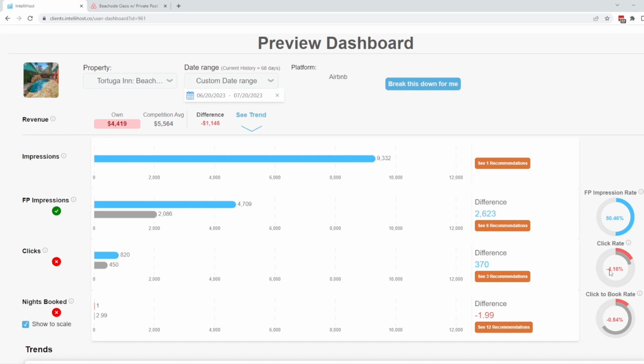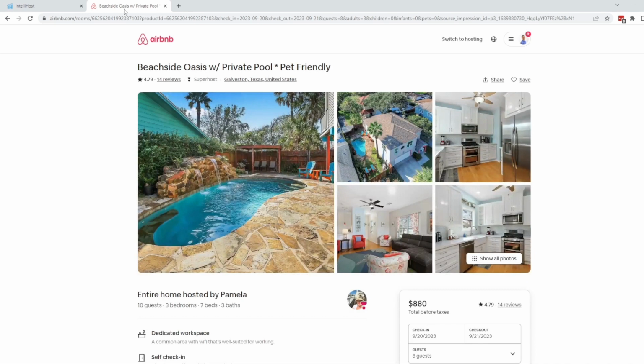And so the thing I really want to focus on here is her conversion. You can see she has a 0.12% conversion rate on average, and her competition is 0.66. So she's getting beat in conversion rate about 5 times. What that means is when people are getting to the landing page, when they're opening up her detail page, this page right here, her competition is 5 times more likely to get booked than she is.